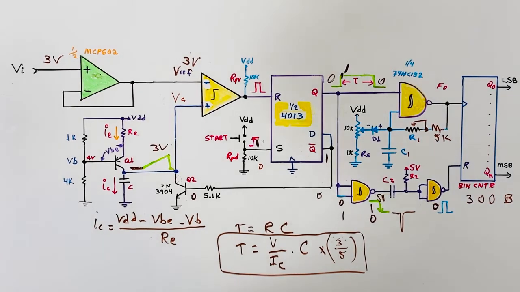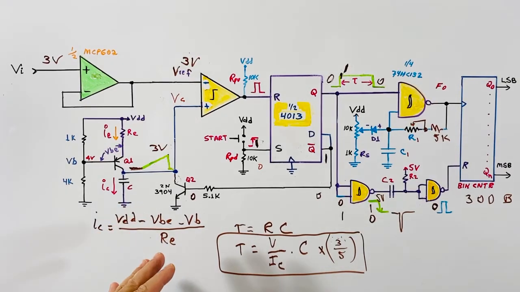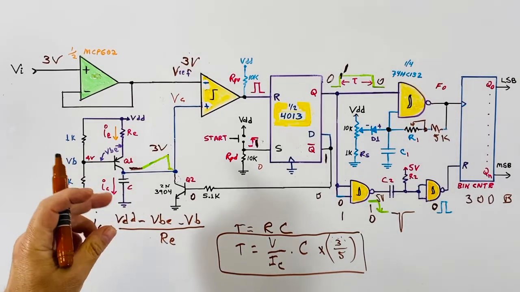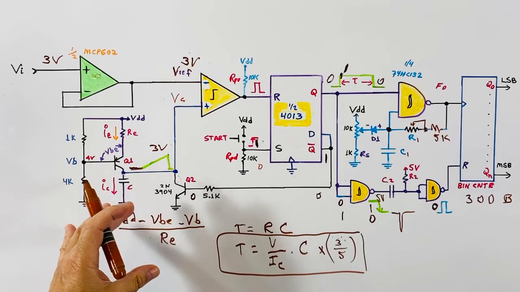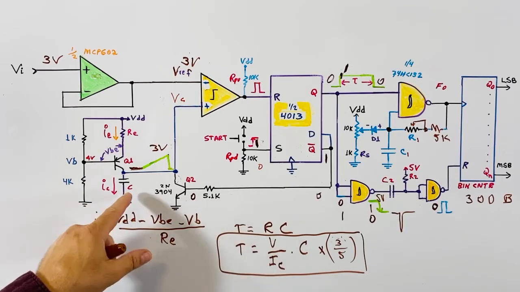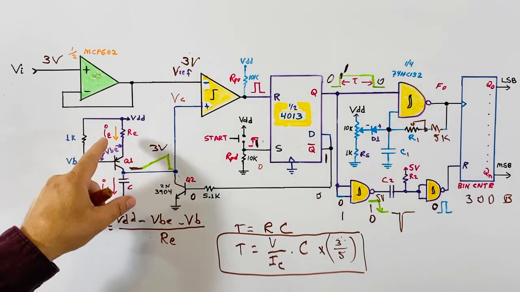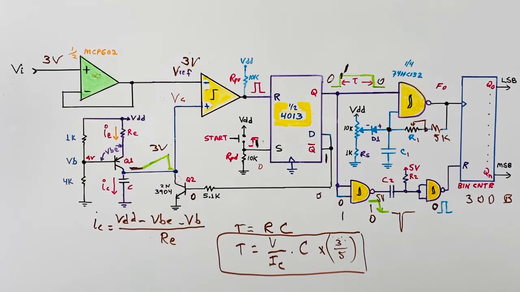Okay, so this is a foundation of analog to digital converter, where the capacitor gets charged by a constant current source. Okay, thank you.